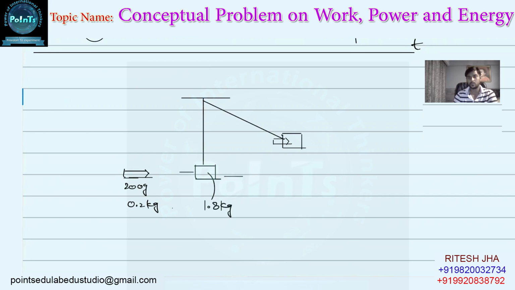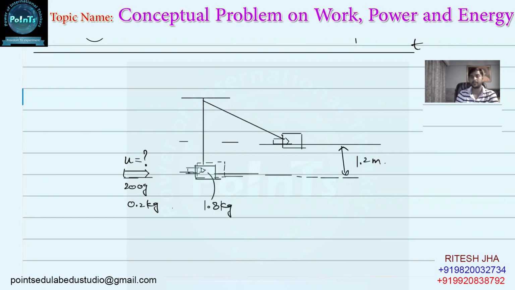So the height which is achieved over here is, let's say, 1.2 meters. The question is, what is the initial speed of the bullet? What is u? And what is the speed when the bullet got embedded in it?